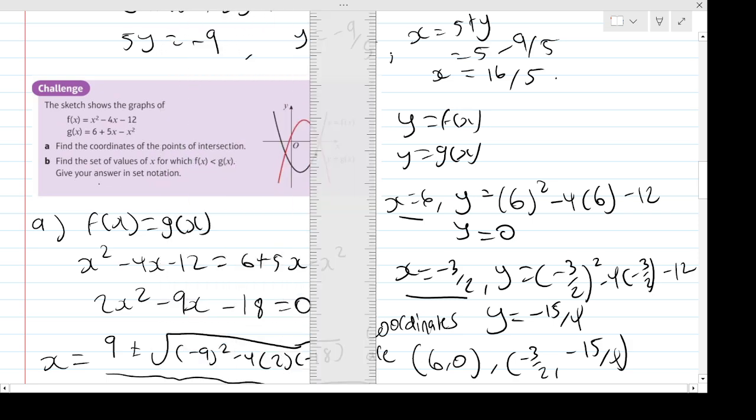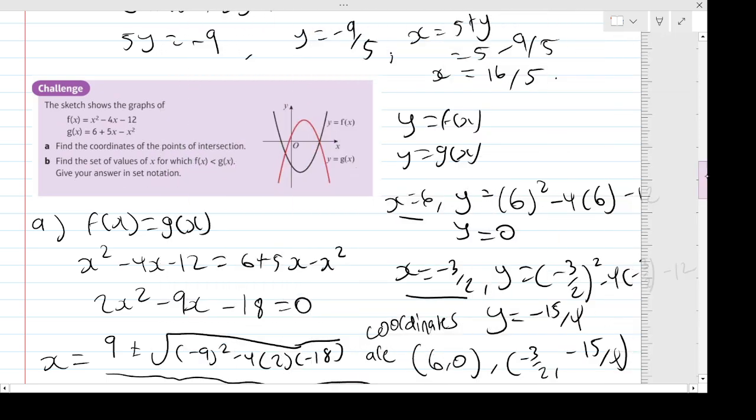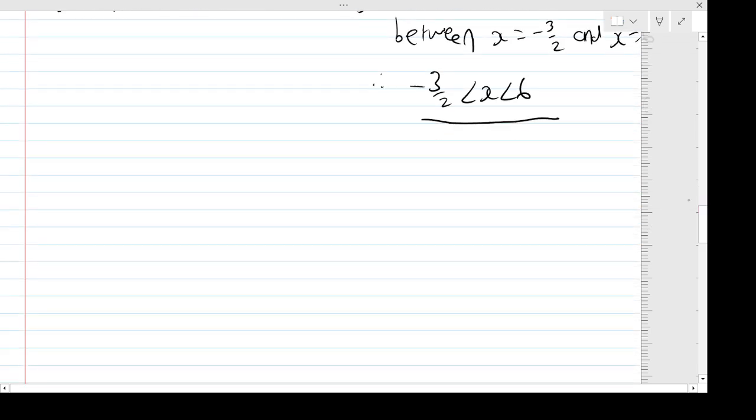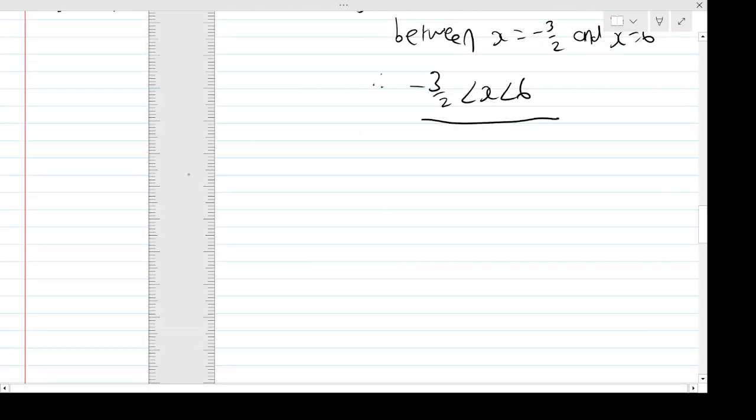Then it says give your answer in set notation. We covered that extensively in the linear inequality section a few chapters back. We looked at how we write an inequality like this in set notation. So you should remember that we can write that as a set, so a curly bracket, which means a set of the values of x such that, so x, and then this colon means such that.